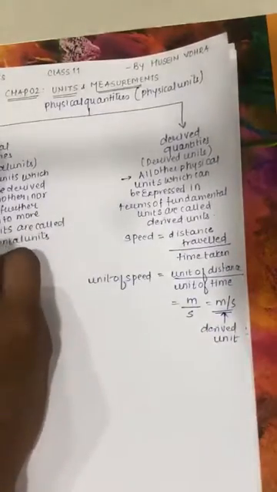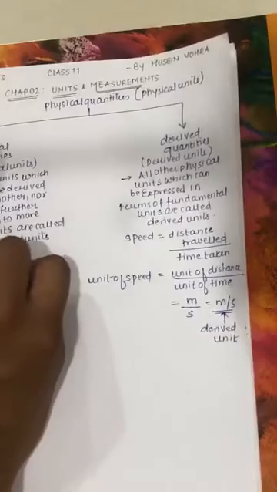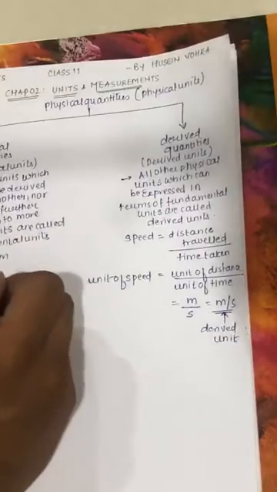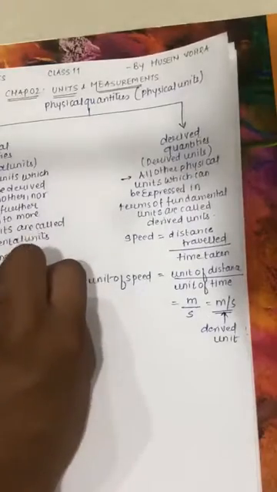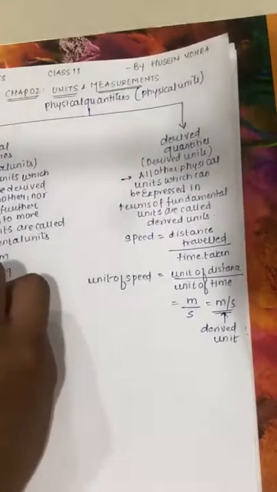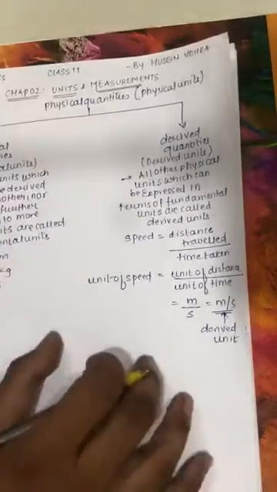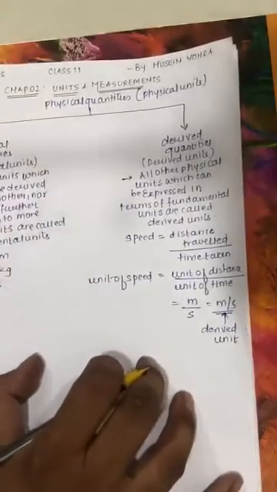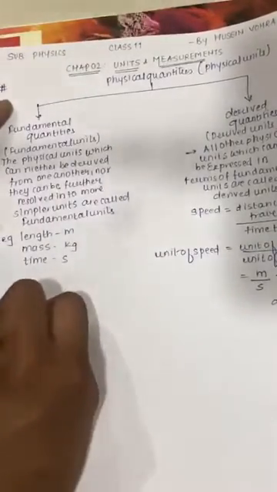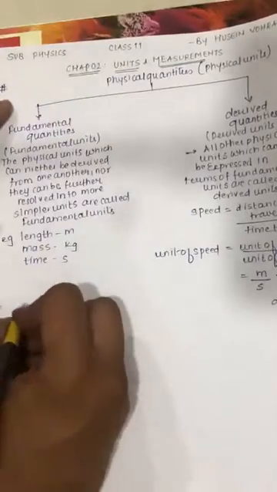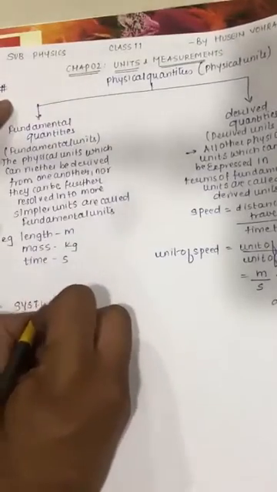Fundamental unit example. Length is measured in what? Meter. Mass in kilogram. Yes or no? Time in seconds. Yes or no? These are your fundamental units. Now the very next important topic that we are going to study is the system of units.